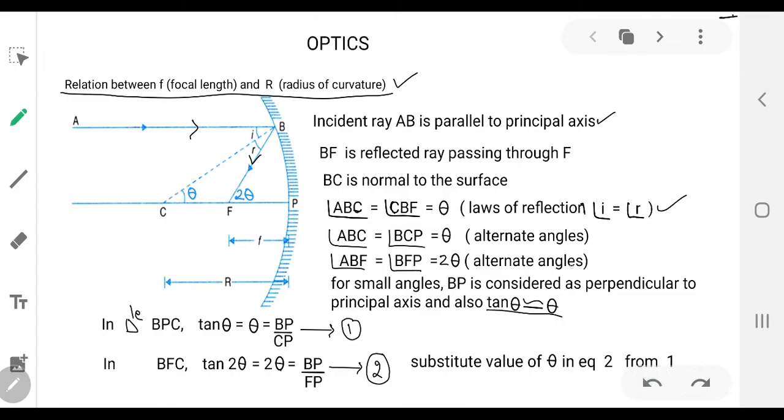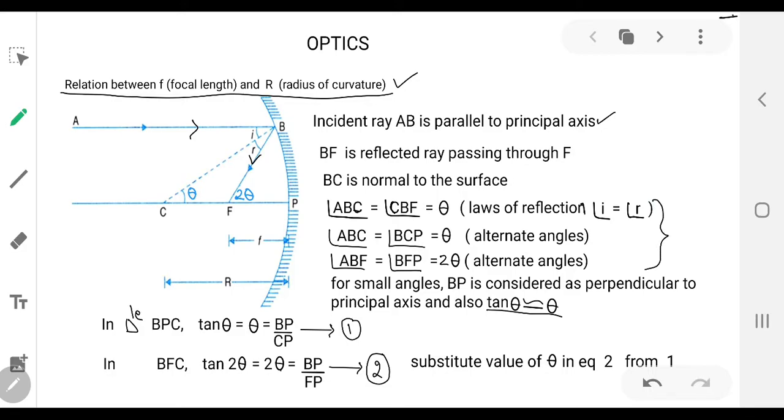Now coming to the third equation, ABF. This complete angle ABF means which includes I as well as R. So theta and theta. So ABF is equal to 2 theta, which is equal to BFP. Again it is 2 theta. So our angle BFP becomes 2 theta. So these three equations we have.